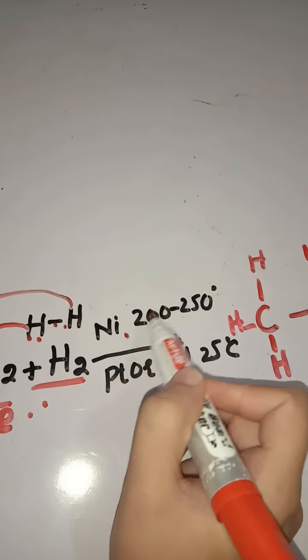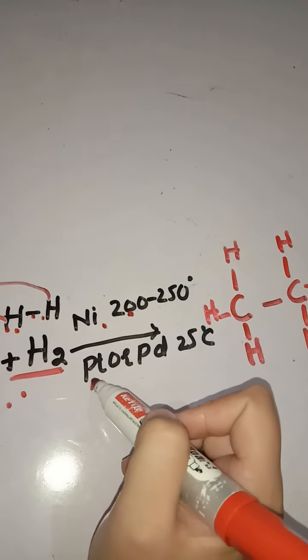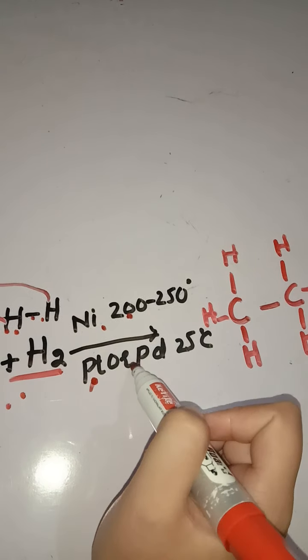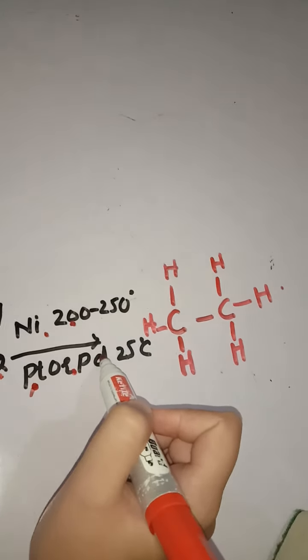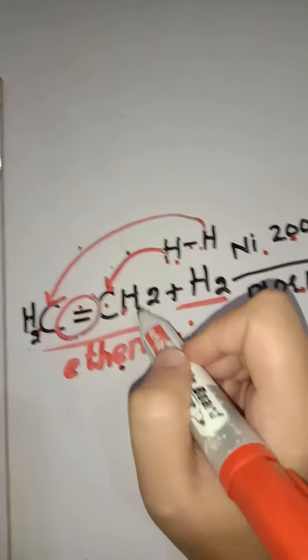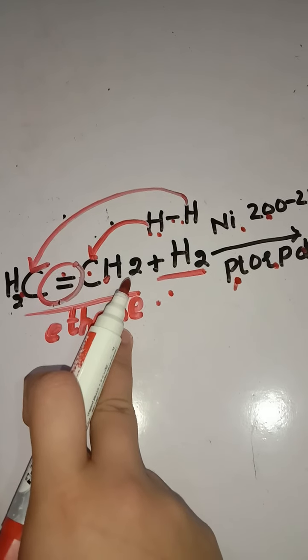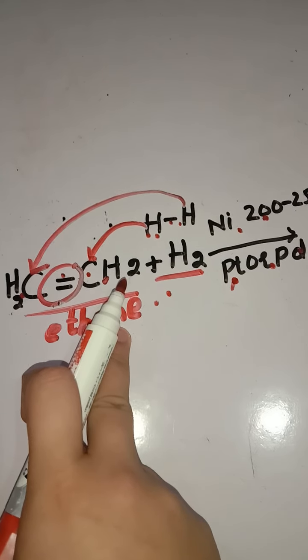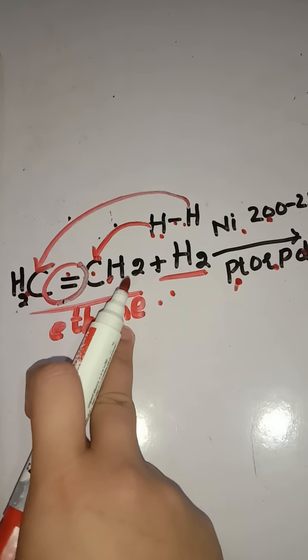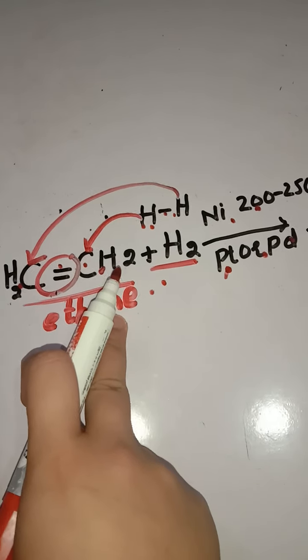When nickel is present, it will occur at 200 to 250 degrees centigrade. And when platinum or palladium is present, it will occur at 25 degrees centigrade. So the ethene molecule is converted into an ethane molecule and the double bond is broken. This reaction is an exothermic reaction, in which energy or heat is released. And the heat that is released is known as the heat of hydrogenation. So I've completed my first reaction.